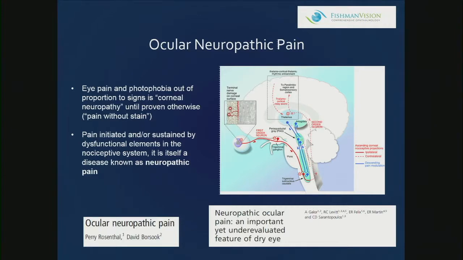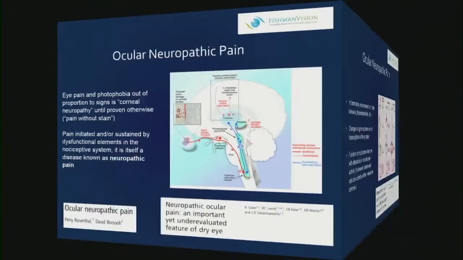And this gets back to this neuropathic pain. It's a real phenomenon, and it's a phenomenon that we need to understand, because not only can you get neuropathic pain with LASIK and other procedures, you can get it with any surgery, any trauma. You can even get it with chronic contact lens use. And the thing about it is it's pain initiated or sustained by dysfunctional elements. It's dysfunctional neurobiology of the pain pathway.